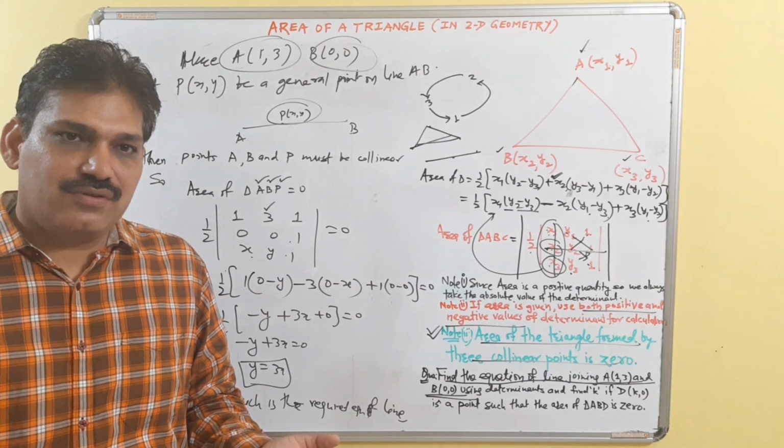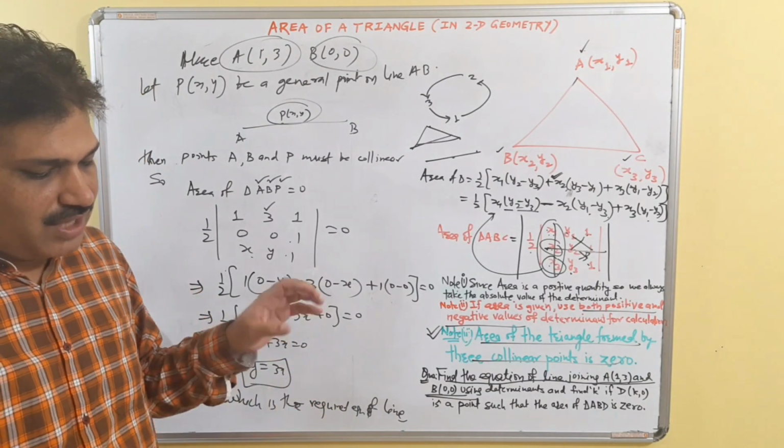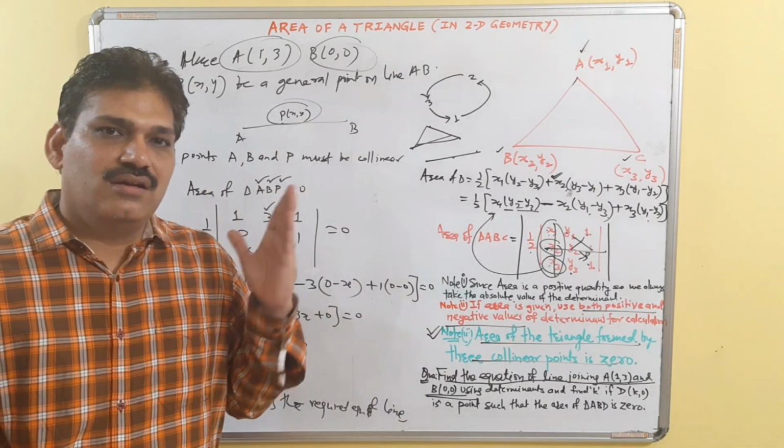The second part of the fourth question is the same. Find the equation of line joining 3 comma 1 and 9 comma 3 using the determinants.